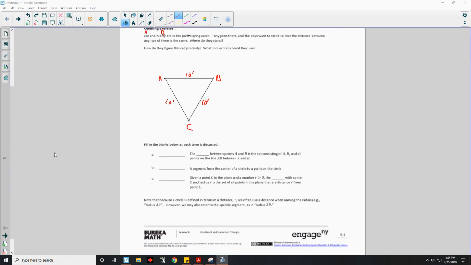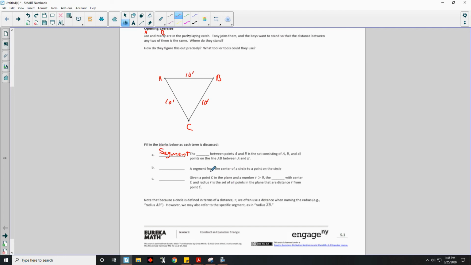Okay, so now we can talk about what we just did. It says fill in the blanks below as each term is discussed. The blank between point A and B is the set consisting of A, B, and all points on the line AB between A, B. So it's called the segment. Okay, so that's a line segment. It has two endpoints, and it's the straight line in between those 2 points. So the segment between points A and B is the set consisting of A, B, and all points on the line AB between A and B.